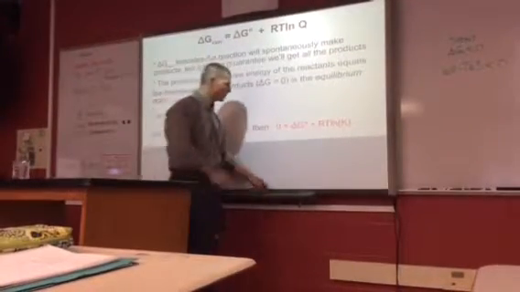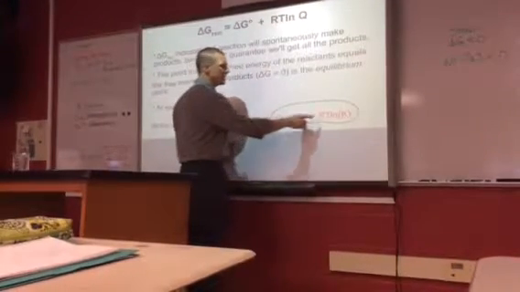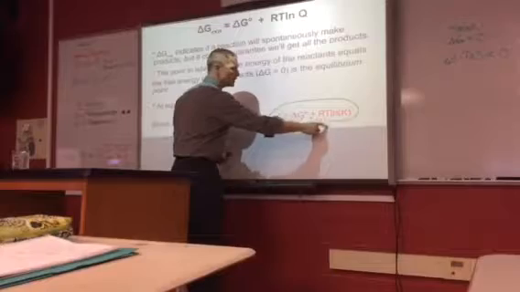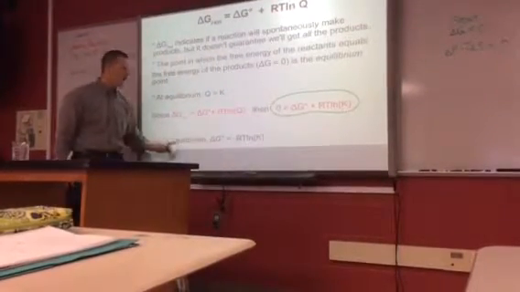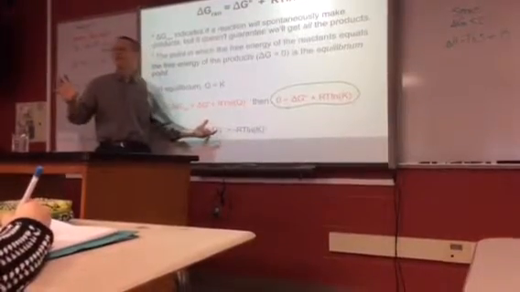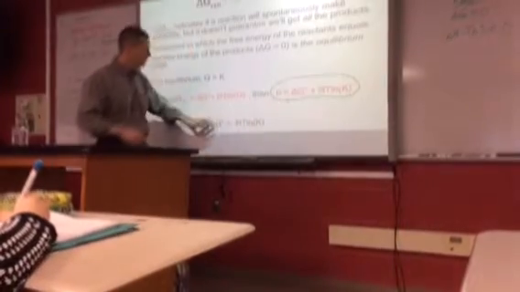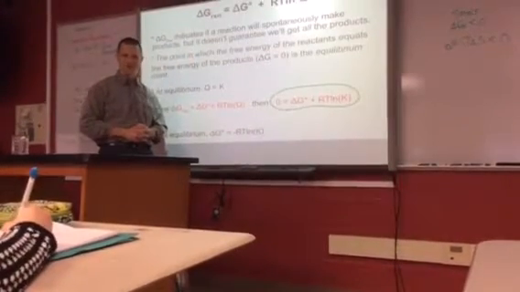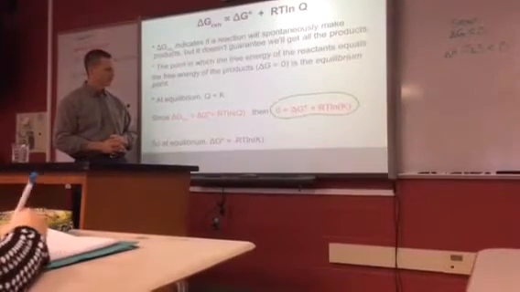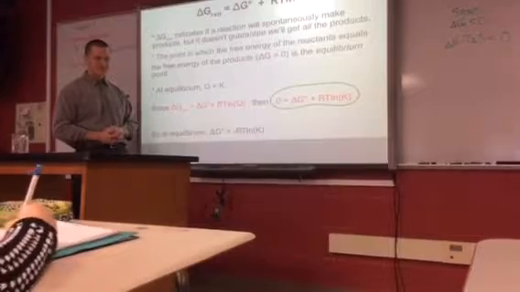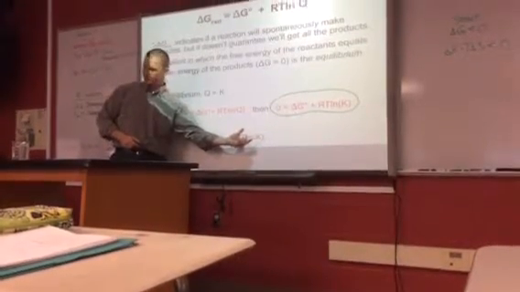And so this equation, you have two things equal to 0. That means that if I just clean this equation up and move the RT natural log of K over to the other side, we have this. At equilibrium, you can find the K, the equilibrium constant for any reaction if you know the standard delta G. So now we have delta G related to the equilibrium constant for a reaction.